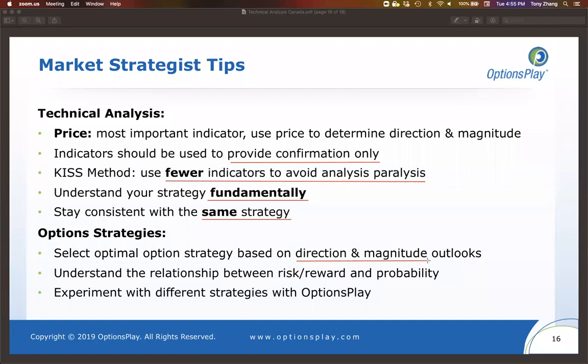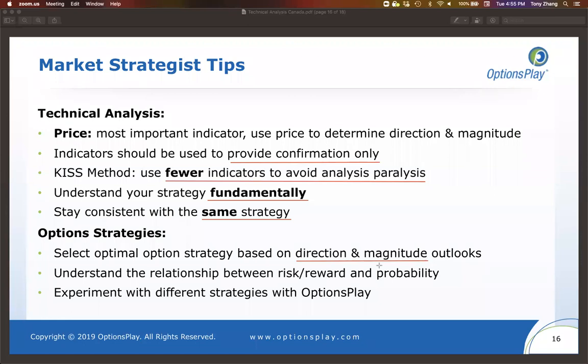Ask yourself, is the underlying outlook that I have on the stock, do I have a clear sense of direction, and do I have a clear sense for magnitude? If I don't have a clear sense for magnitude, there are certain strategies best for that. If I do have a clear sense for magnitude, there are other strategies for that.